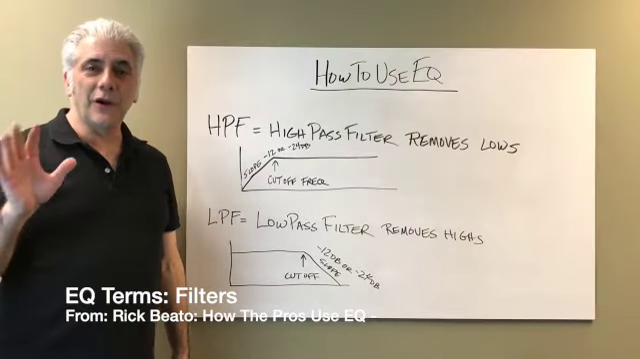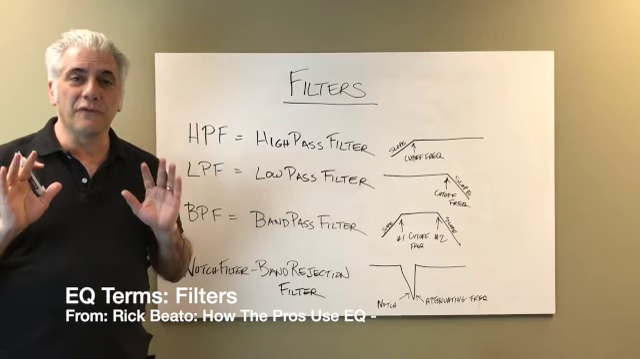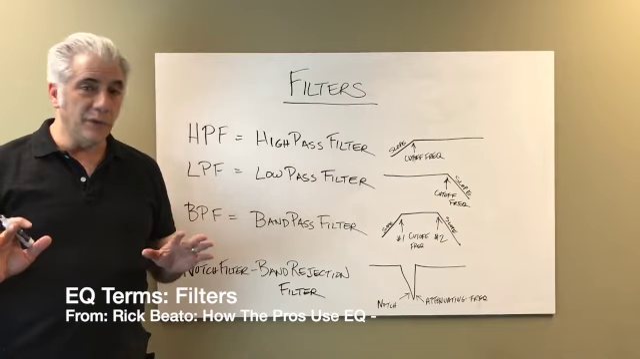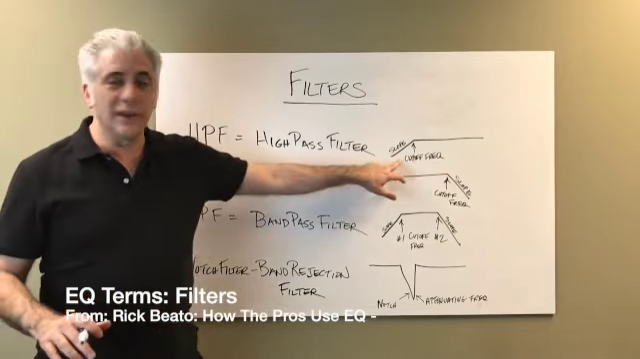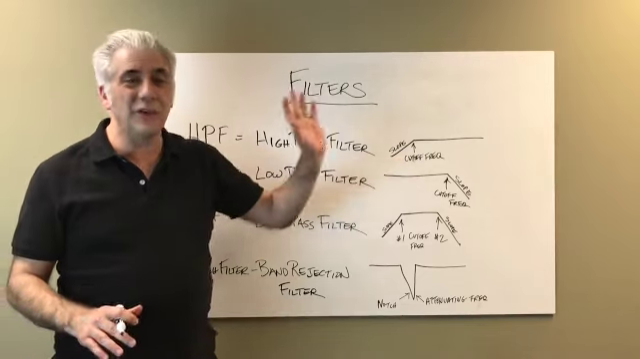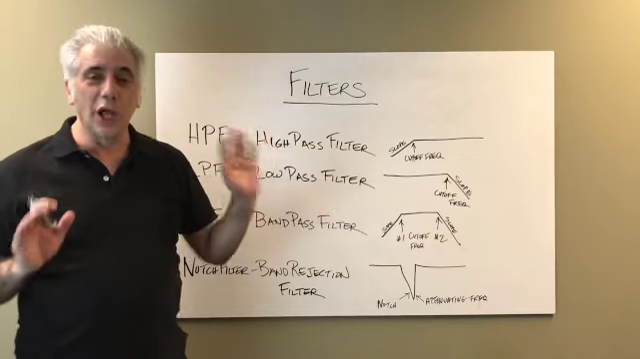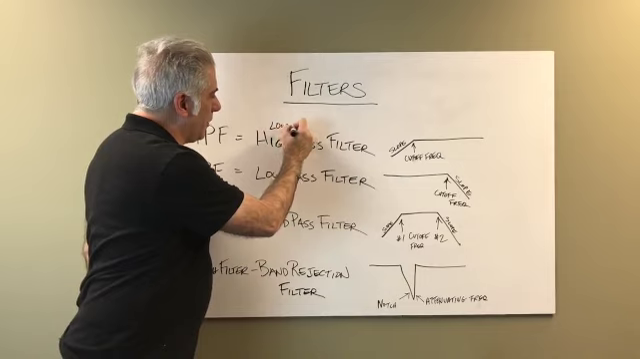Okay, the next thing to know about are filters. There are four types of filters that we use for EQing. The first one is the high-pass filter, HPF. High-pass filter looks like this. That's kind of a diagram. It lets high frequencies pass through, but we call it a low cut. That's the other name for it, low cut.